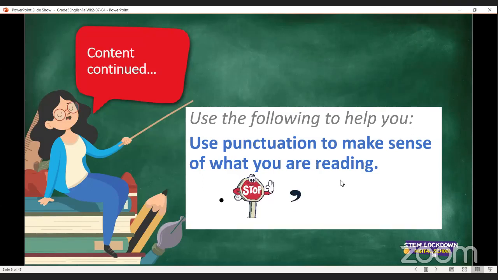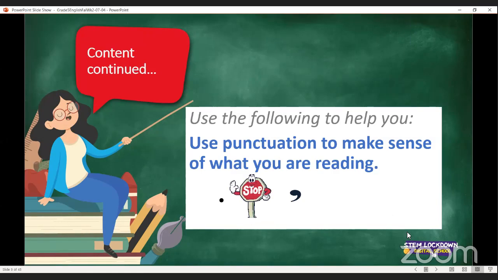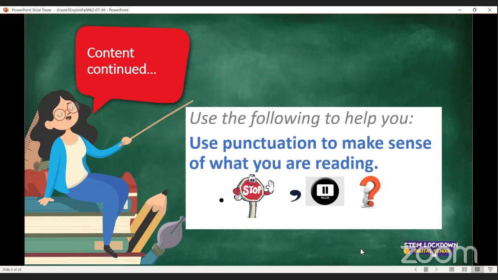What is that? Comma. Good. And that means that you pause. It means you take a breath. You're reading and you take a breath before carrying on with your sentence. Now, we use a comma a lot to add more information or to make lists. Right. Next is a question mark.